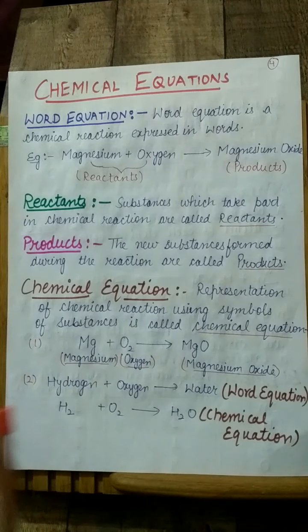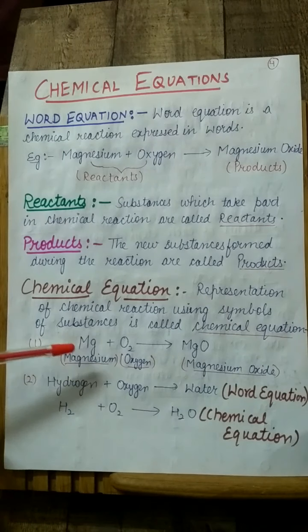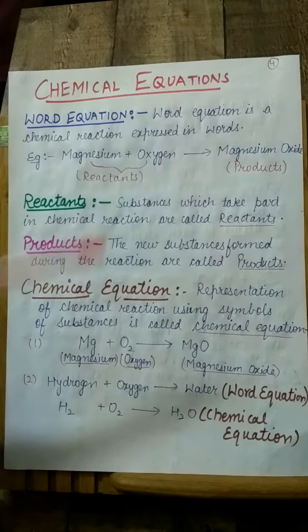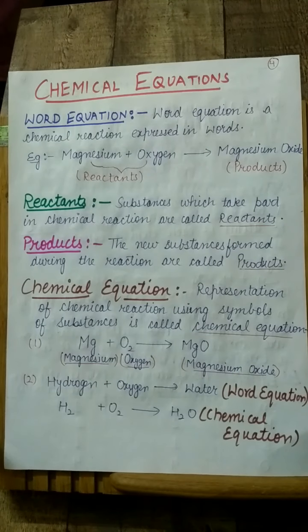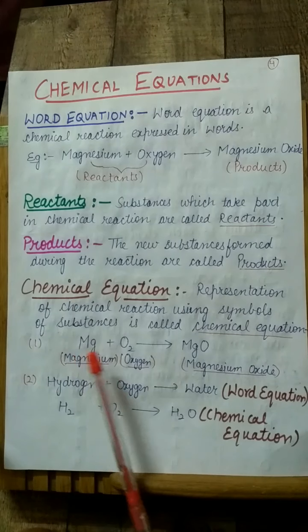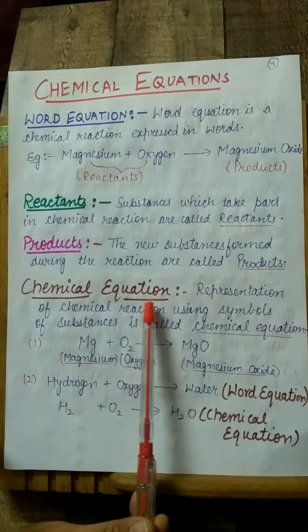For example, here we have used the word equation, but here I am writing the symbol of magnesium. The symbol of magnesium is Mg. It reacts with oxygen. The symbol of oxygen is O2, and it gives magnesium oxide. The symbol of magnesium oxide is MgO. So I am using the symbols here, so it is known as a chemical equation.